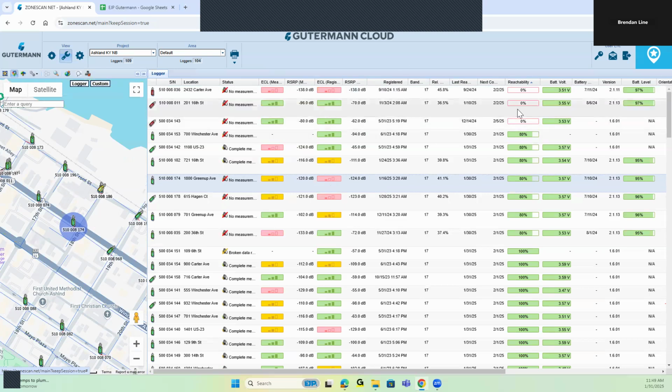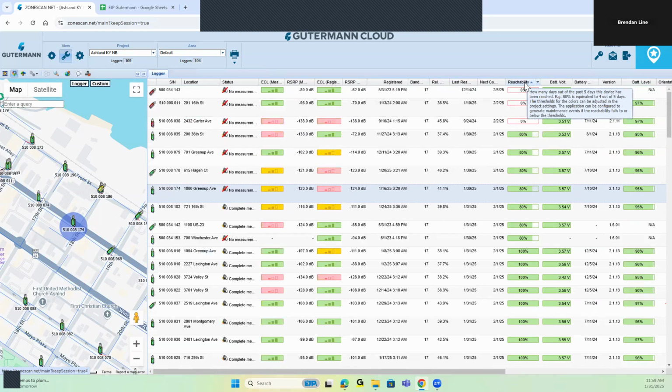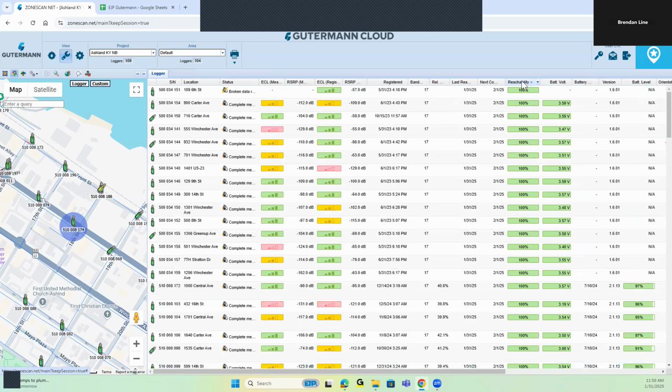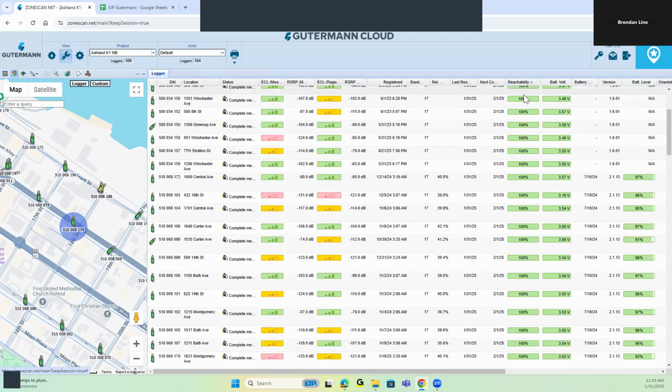Those are basically the top. You can also see the battery voltage, the battery level. But again, the most important thing with maintenance is going to be looking at your reachability. And you can sort by clicking on the column on the top. And as you can see, most of our loggers are 100%.